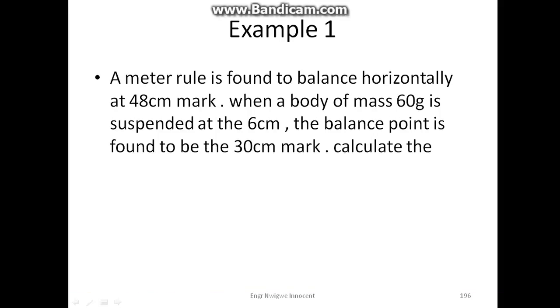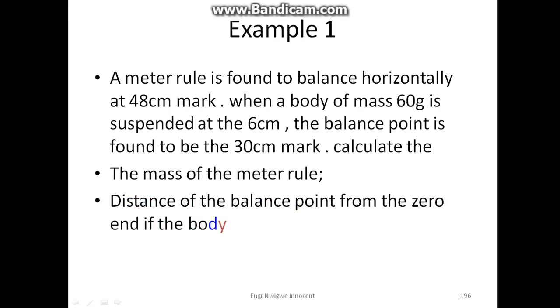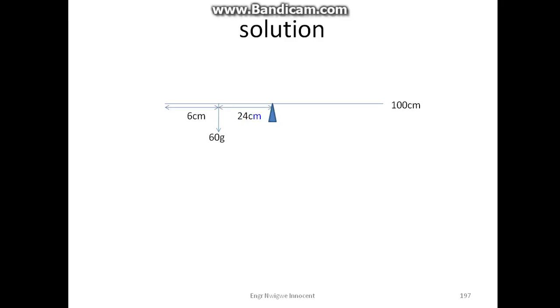Distance of the balance point from zero end if the body were moved to the 13 cm mark. A body is hung on a metal rule 6 cm from one side of the metal rule, and the metal rule balances at 30 cm. Then, the distance from where the rule balances to the weight of the rule is 18 cm.